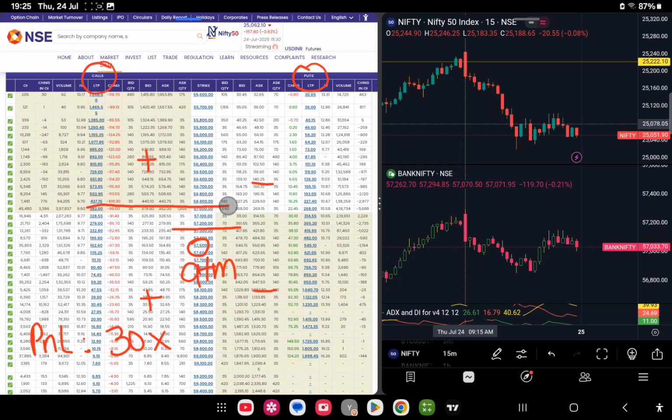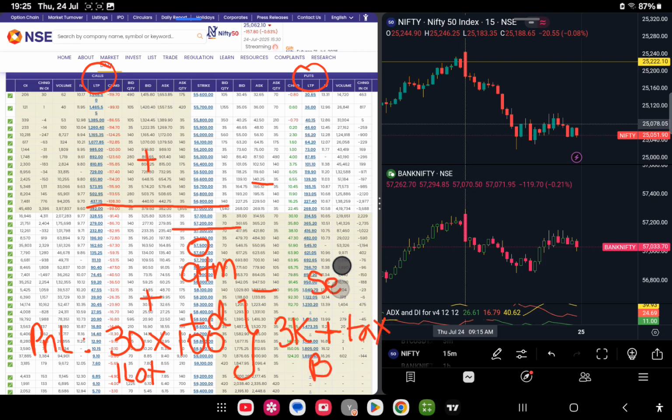If you calculate PNL, one lot is 30 times, and you might take any one. I'll take this one, the 900 strike. I'll take 100 as an example for positive decay. This is one lot, and when you do the calculation, it is 3k profit. So this is the 3k profit, less tax and brokerage, for sellers, and for buyers it is the same loss, minus 3k.